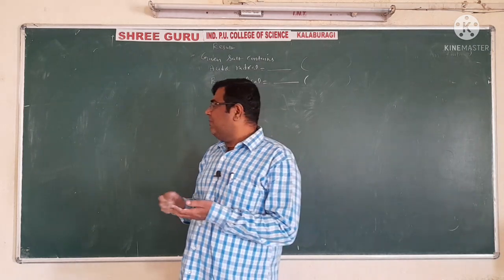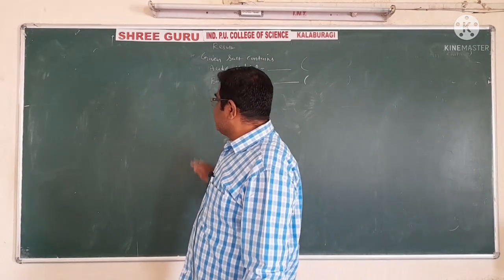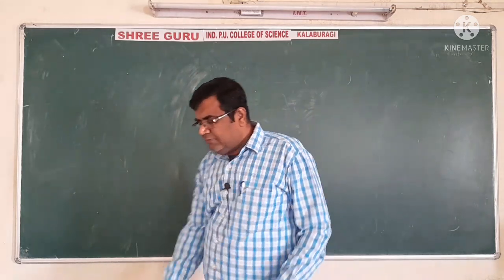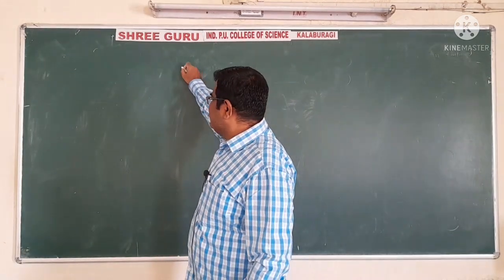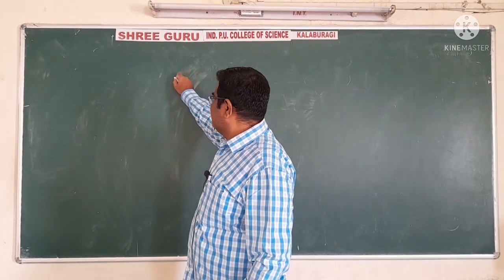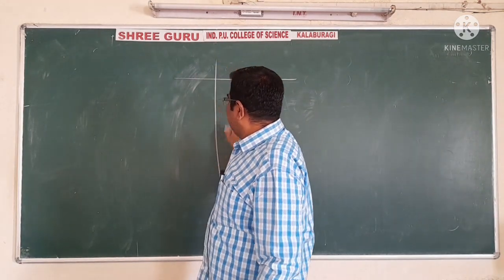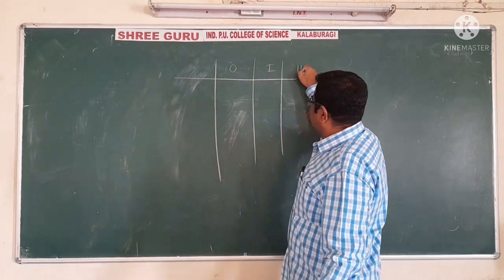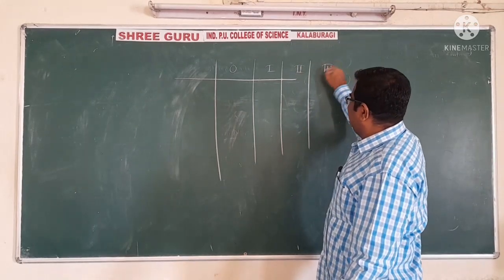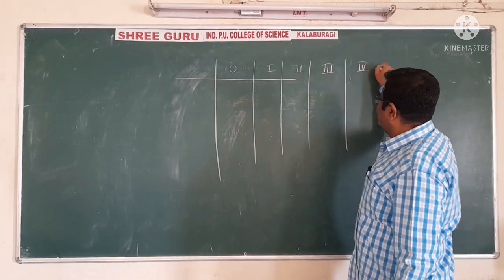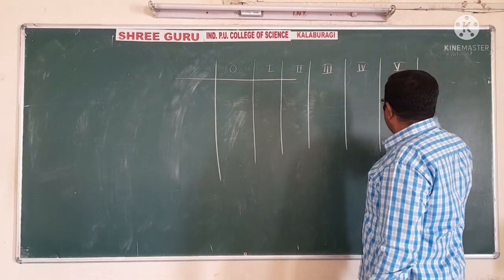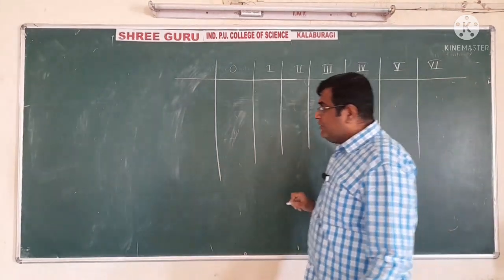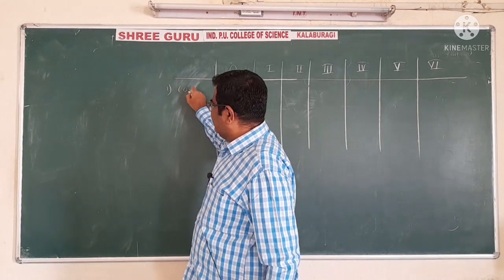So what type of trick am I telling you? You have to make this table, which I am drawing on the board. First, we have to write the acidic radicals, and then we have to write the basic radical groups like 0, 1, 2, 3, 4, 5, 6, like this. The first acidic radical, we have to write the carbonate.